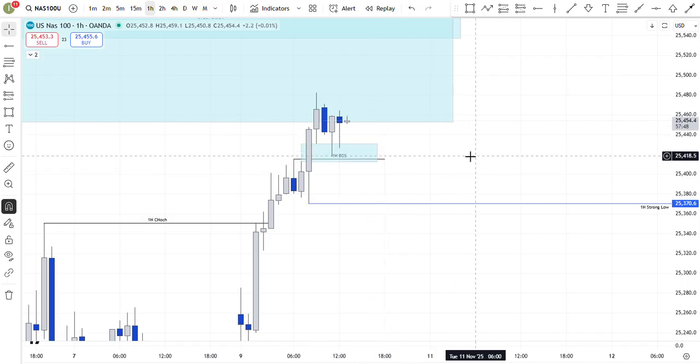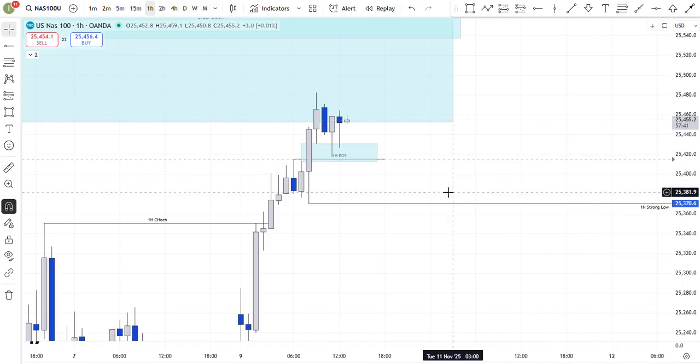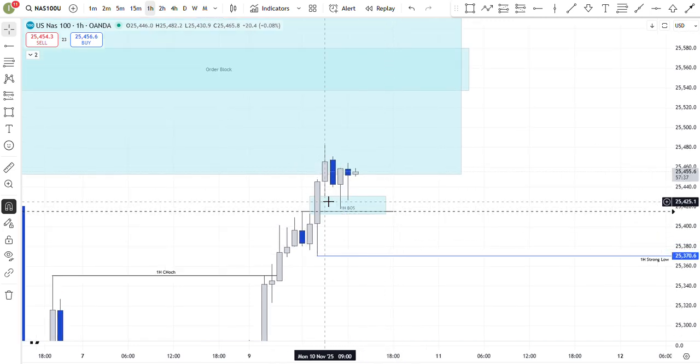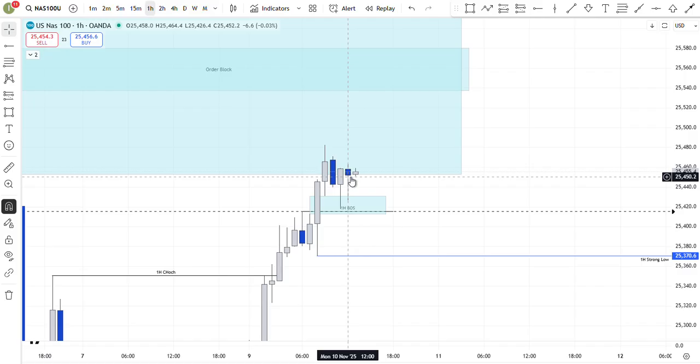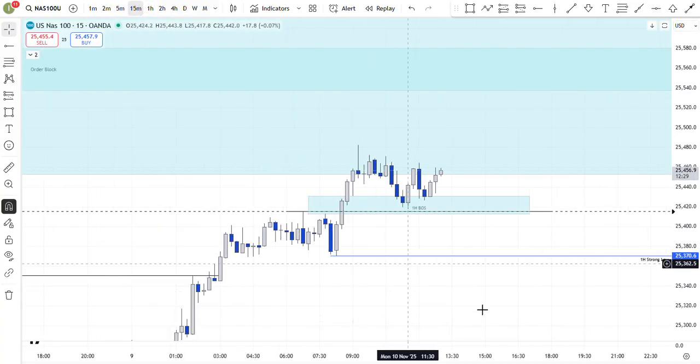So I want to be aware of all these levels, that if I'm looking for a long, again, what I'm going to do is set an alert on that level to say, okay, price might come back down to that, and then I can drop down to a lower time frame to see what's actually going to happen in there. So 15 minute then applies again. Let's have a look at our current 1 hour range.